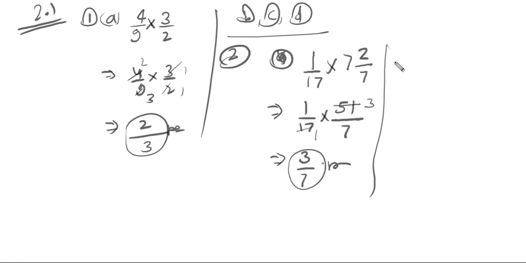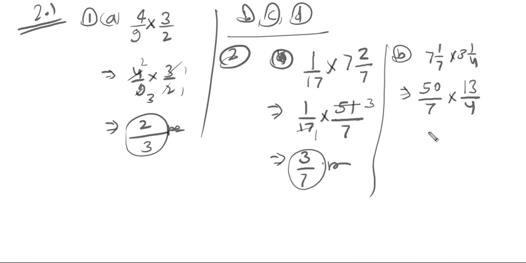Now let us solve one more question. Part B: 7 is to 1 by 7 into 3 is to 1 by 4, right? Now 7 sevens are 49 plus 1, 50 upon 7, into 3 fours are 12, plus 1, 13 upon 4.